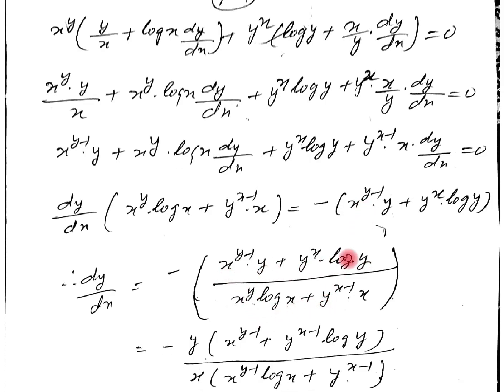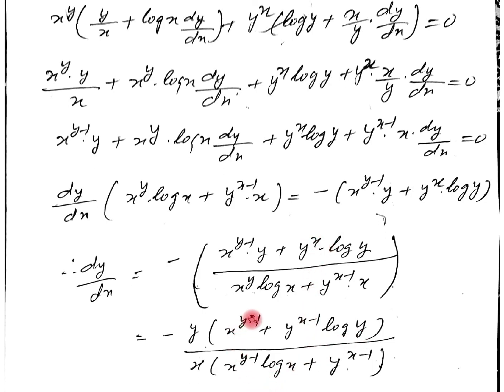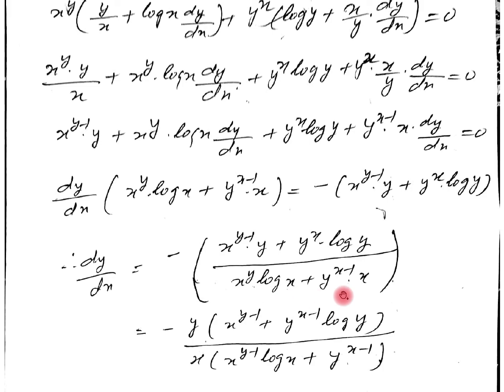Now we can take y common here. When we take y common, we are left with y into x raised to power y minus 1, plus y raised to power x minus 1 into log y. Similarly in the denominator, again what is common? x is common. We can take x common, we are left with x raised to power y minus 1 into log x plus y raised to power x minus 1.